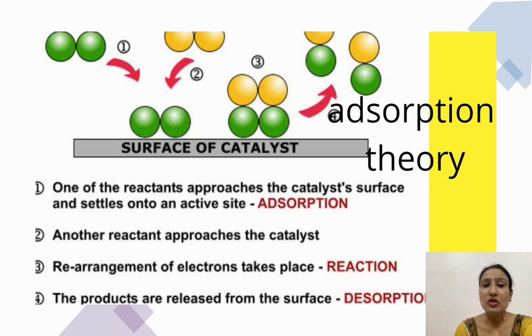Now, the adsorption theory on the surface of a catalyst is summarized as follows. One of the reactants approaches the catalyst surface and settles onto an active site, and the process is known as adsorption. Another reactant approaches the catalyst. Rearrangement of electrons takes place. The process is reaction. The products are released from the surface, and the process is desorption. So this is summarized as the complete adsorption theory, as we discussed earlier.